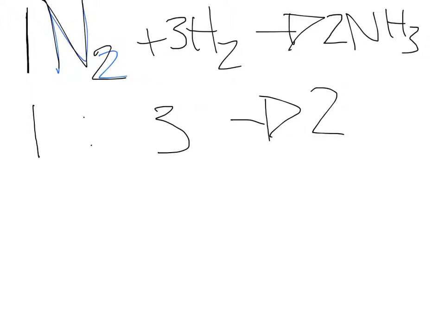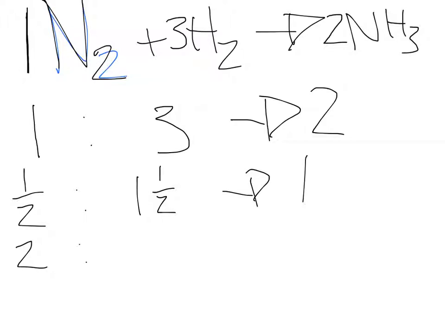So let's say I don't have an entire mole. I only have half a mole. Well, if I only have half a mole of nitrogen, then I only need 1.5 moles of hydrogen, and I only need 1 mole of ammonia. I can do the other way around. I can say 2 is to 6 is to 4.